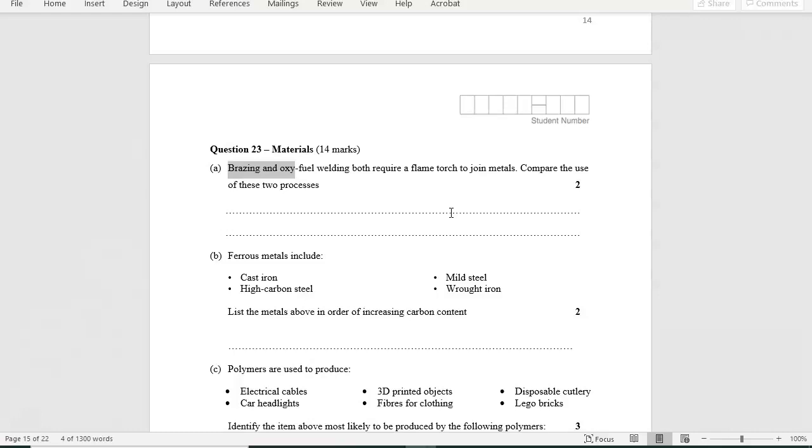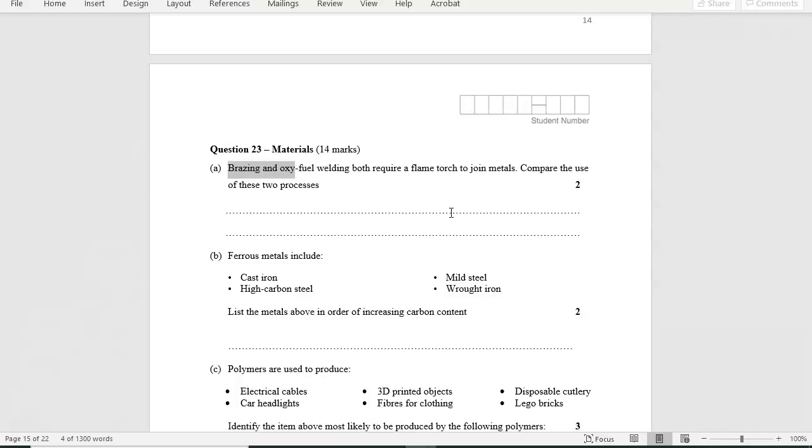Brazing has a lower temperature. Brazing must be very clean. It provides a better finish. It doesn't usually need to be machined. It doesn't distort the parent metal, right? Whereas oxyfuel welding, oxyacetylene welding, uses a high temperature. It distorts the metal. It can usually only be used with steel.